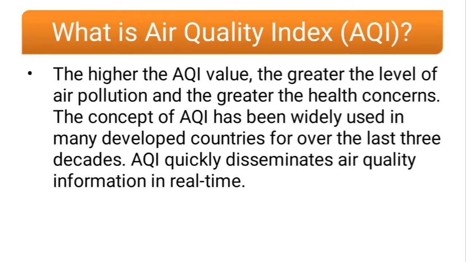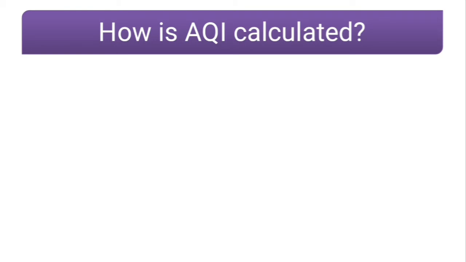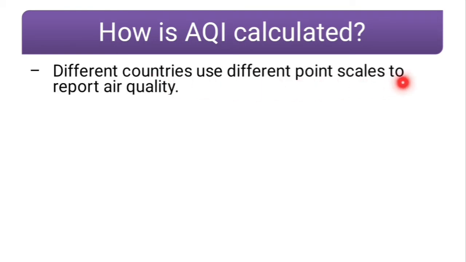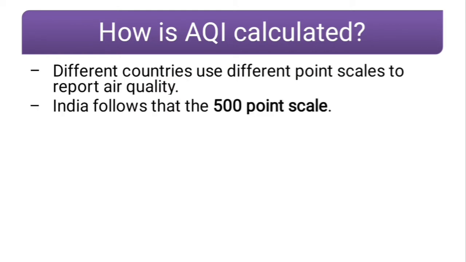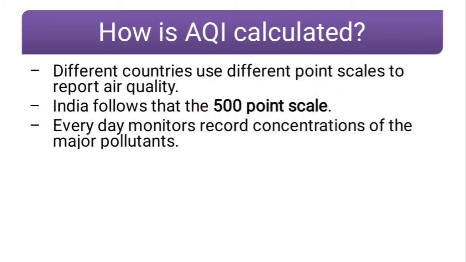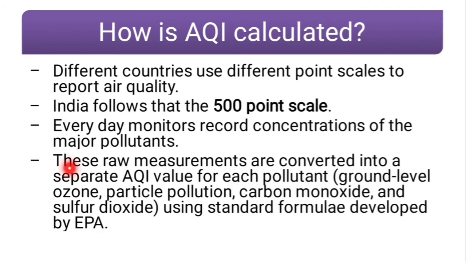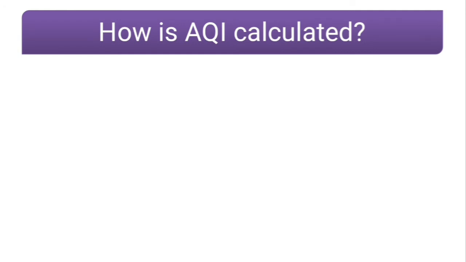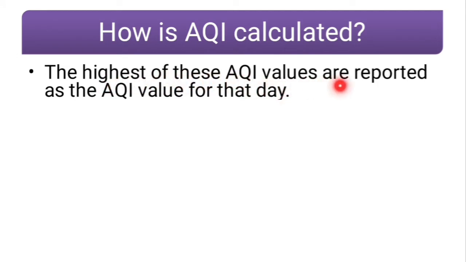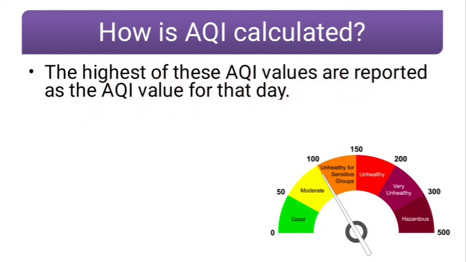So let us move on further and ask, how is AQI calculated? Different countries use different point scales to report air quality. India follows the 500 point scale. Every day, monitors record concentrations of the major pollutants. These raw measurements are converted into a separate AQI value for each pollutant like ground level ozone, particle pollution, carbon monoxide, sulfur dioxide using the standard formula developed by EPA. The highest of the AQIs is reported as the AQI value for that day.